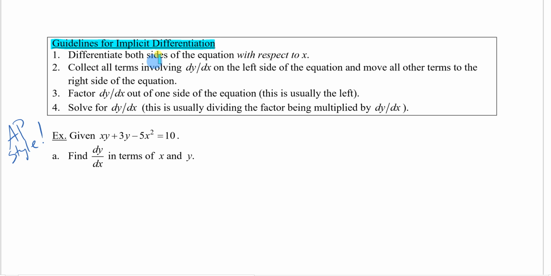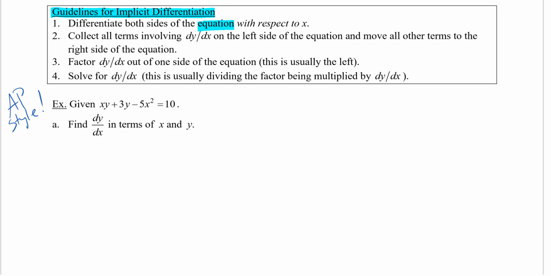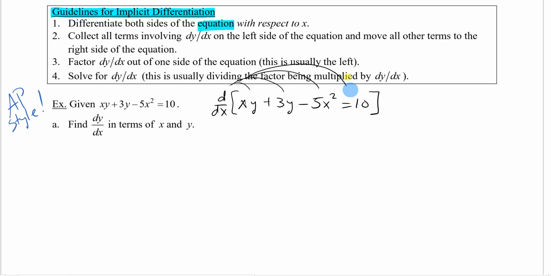Step 1, differentiate both sides of the equation with respect to x. So let's go ahead and do step 1 in this problem. I'm going to take the derivative of this relation, this curve, with respect to x. That means taking the derivative of each term. Now what I'm doing here is not distribution, so don't think that you just distribute the derivative. That's not the way to do it, but I'm taking the derivative of each term.